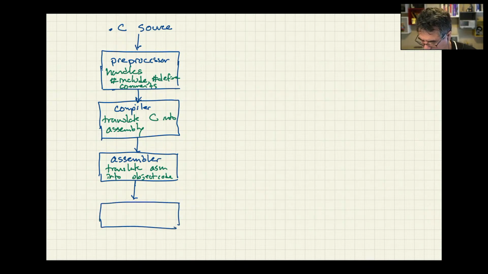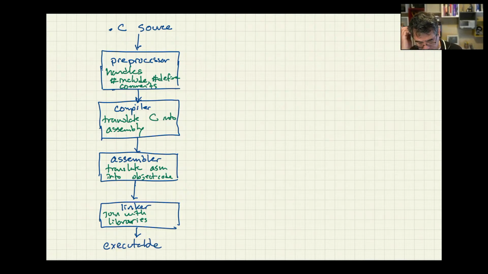Okay, and then it goes into the linker. And here it gets joined with libraries. Sorry, my handwriting is terrible this morning. And then finally, out of that is your executable. So these are the steps that the compiler does every time you just run the command. It goes to the preprocessor, then the real compiler, then the assembler, then the linker, and then finally you get the executable.